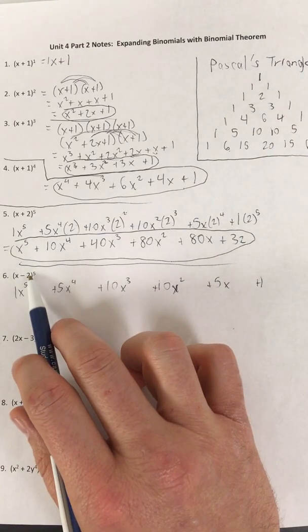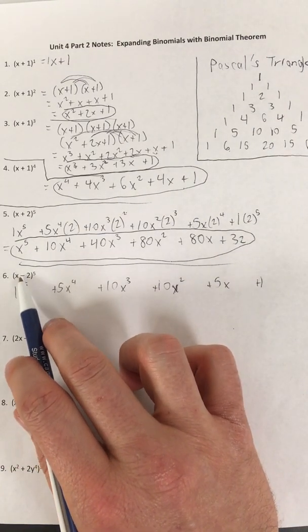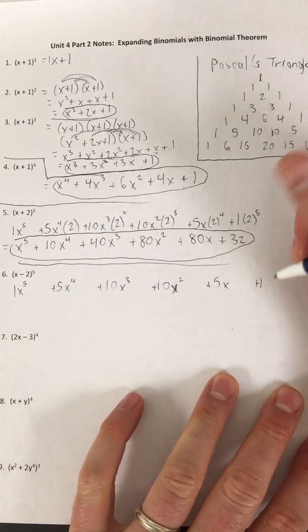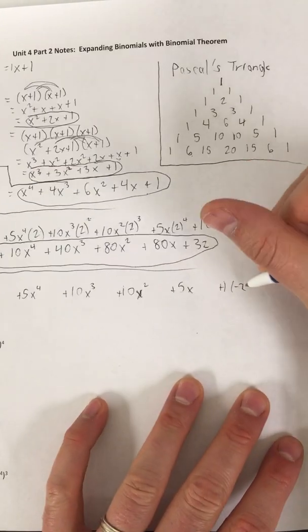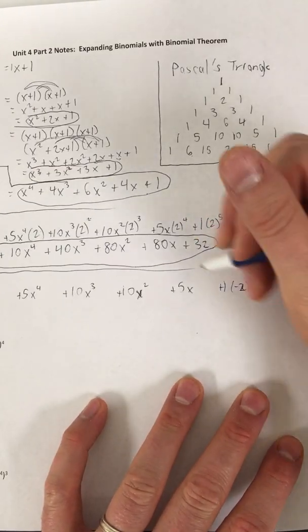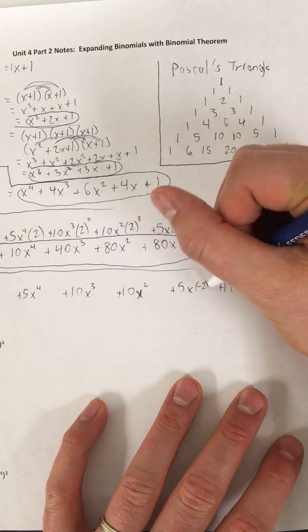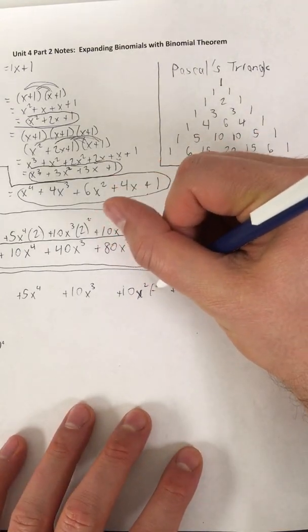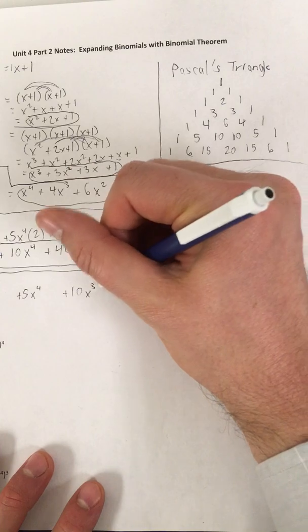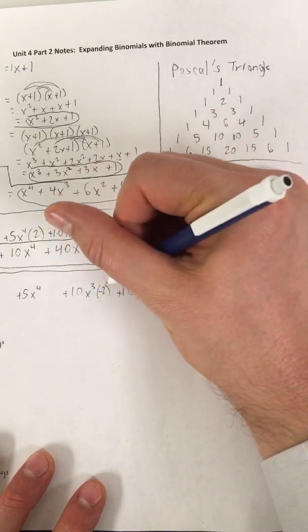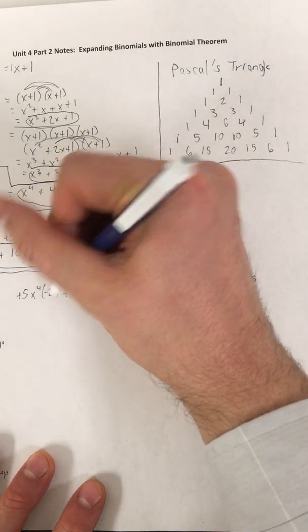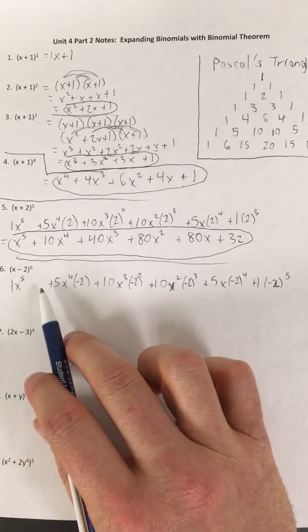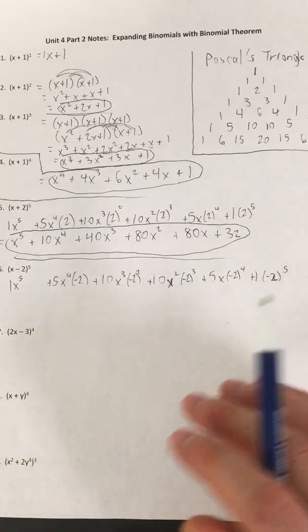Now this time, my last number, it's not just a 2, it's a negative 2. So here at the end, this would be negative 2 to the 5th. And this one would be negative 2 to the 4th. Negative 2 to the 3rd. Negative 2 to the 2nd. Negative 2 to the 1. And then no negative 2 on that. So let's see what that does to our answer.